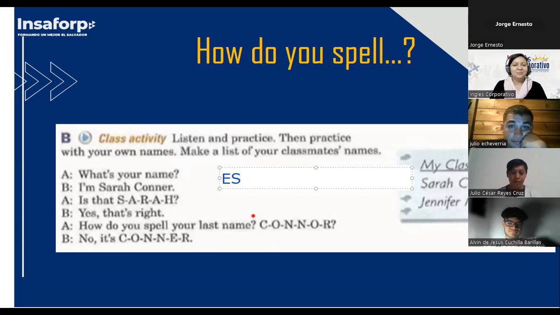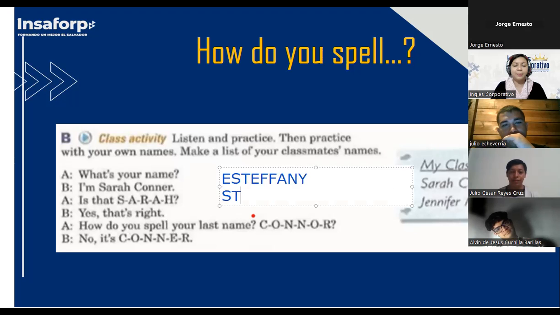A, N. I'm going to repeat. E S T E F F A N Y. Yes, now you can press enter. Very good, Francisco, Glenda, and Julio Cesar. Yes, E S T E F F A-N-Y, Stephanie. You see it's different because other people spell it like this.